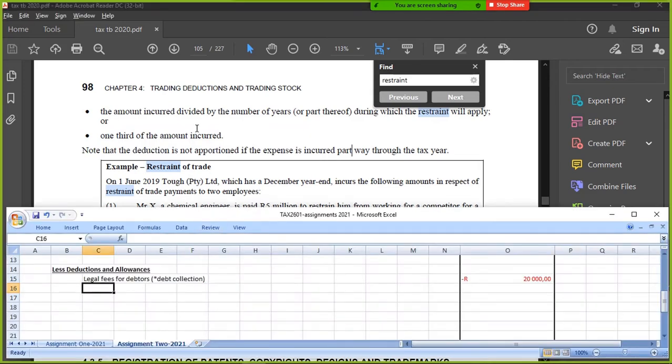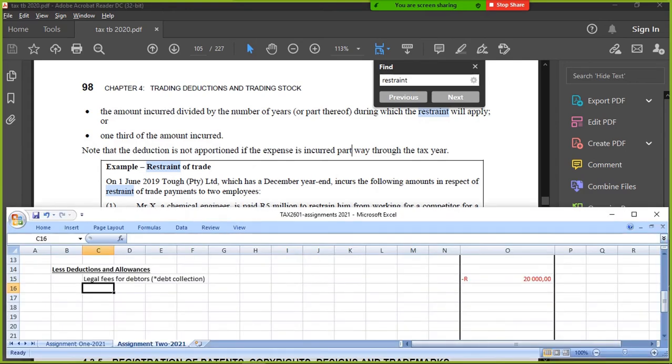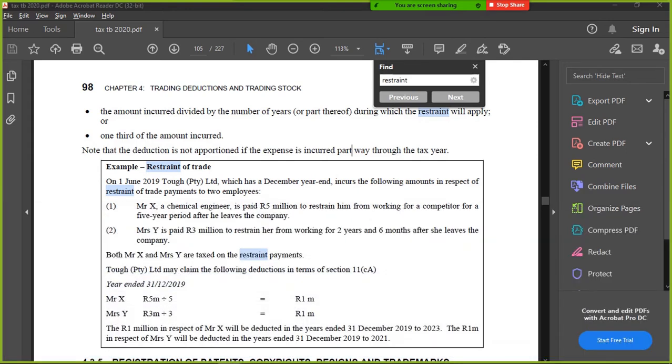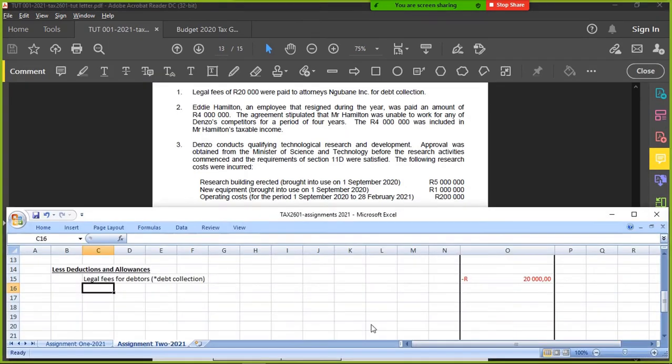So you would insert, let me just go back to the question. Nope, where's the question? Wrong one. This one. Okay. All right, restraint of trade.